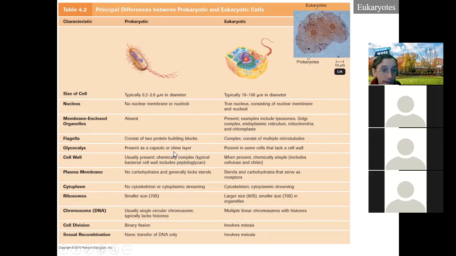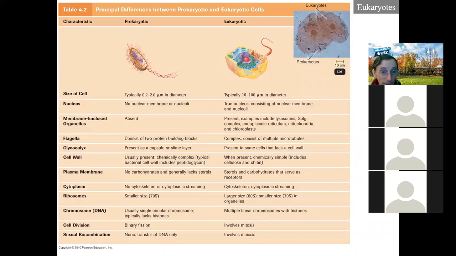They both have a glycocalyx, and for prokaryotic cells, it's a capsule or slime layer. The glycocalyx is present in some cells that lack a cell wall in eukaryotes. So there's many eukaryotic cells that do not have a glycocalyx. Of course, I guess that's true of the prokaryotes too. Most of the prokaryotes do not have a glycocalyx.